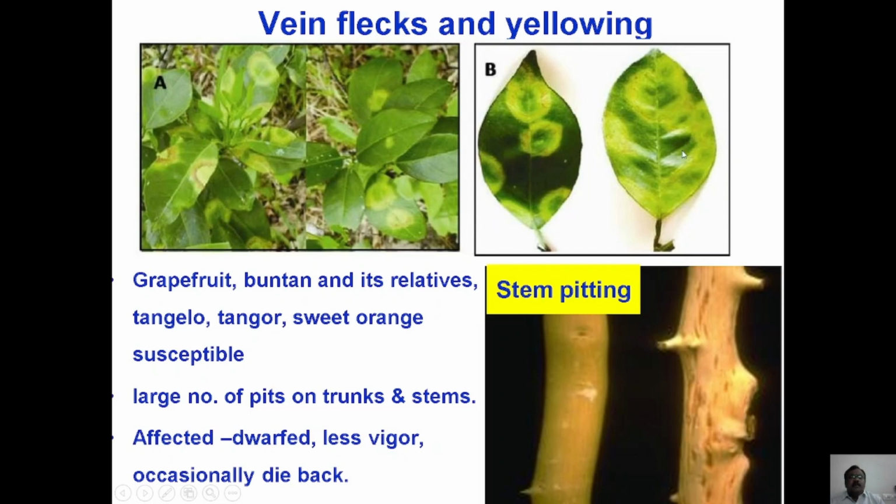Grapefruit, pummelo, as we have studied earlier, that is grapefruit, pummelo and its relatives like tangelo, tangor, sweet orange, etc. are susceptible. The infected leaves show vein flecking and yellowing, and numerous stem pitting due to the infection by this virus pathogen on the tree trunk or on the stems, and the affected trees become very dwarfed or stunted in growth with less vigor.